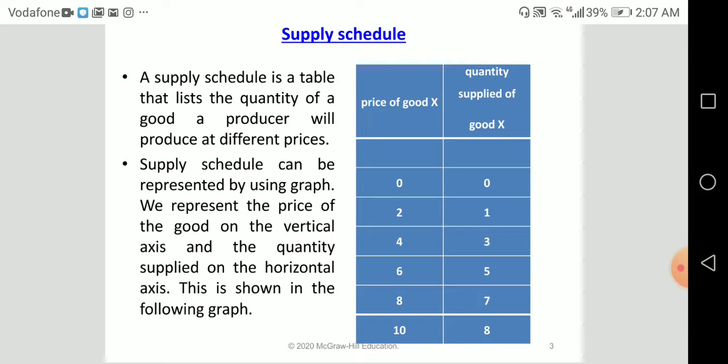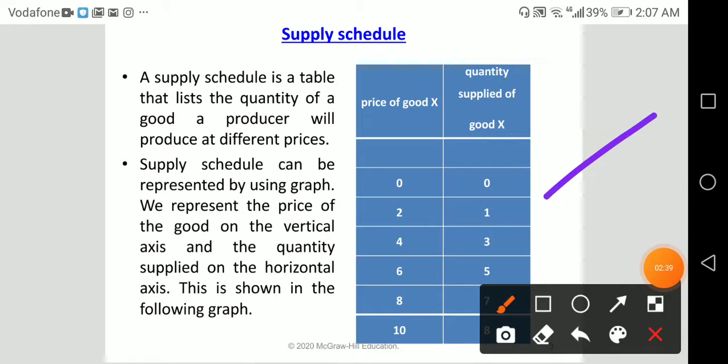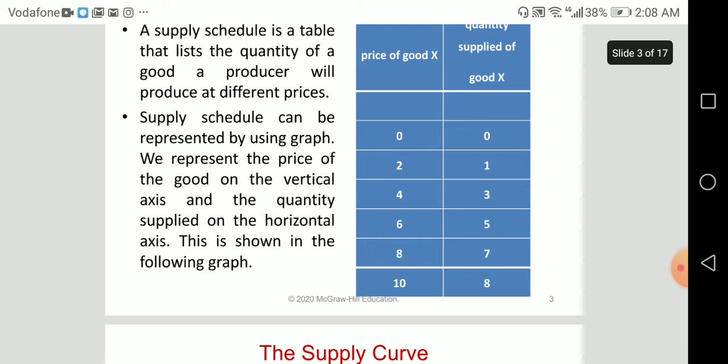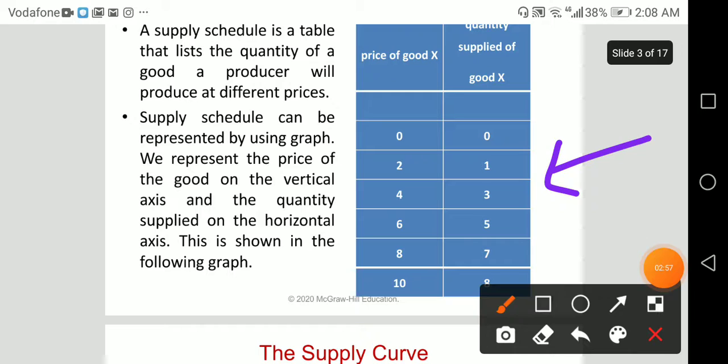The supply schedule can be represented also by using a graph. So we have tables and we have also a graph. We represent the price of the good on the vertical axis. So this is our price. And we have here the quantity supplied, this time on the horizontal axis. Let's see the graph together, but before going to the graph, let's analyze and interpret this table.